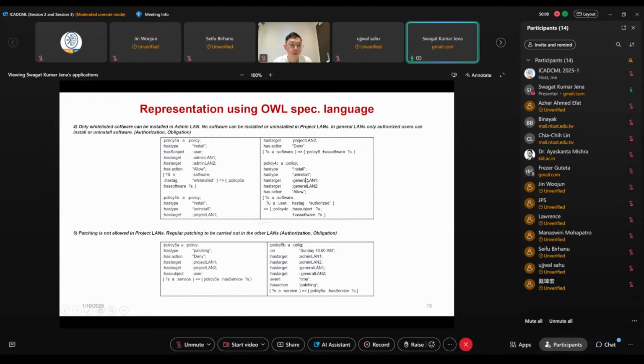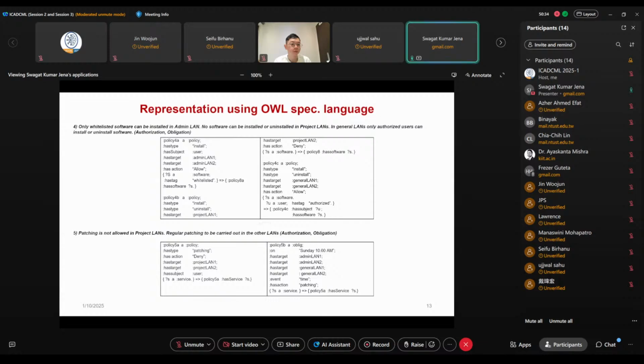So these are other policies we took, like whitelisted software should be installed, and in the general LAN only authorized users can install or uninstall software. You can have a look here at how it gets represented. So the basic idea is we can represent this authorization and obligation using OWL and Ponder.